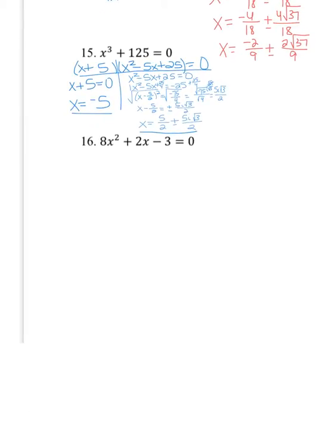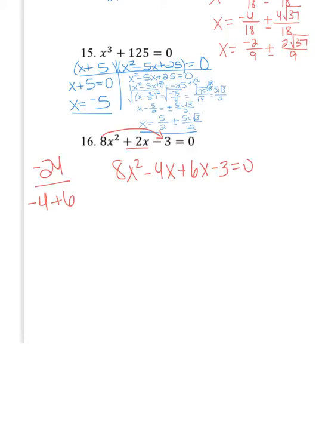And then last one, number 16. So number 16 is a quadratic. Actually, this is a factorable quadratic. 8 times negative 3 is negative 24. Two numbers that multiply to be negative 24 but add to be a positive 2 are going to be negative 4 and positive 6. So 8x squared minus 4x plus 6x minus 3 equals 0.